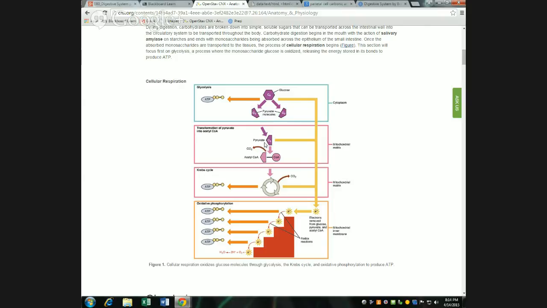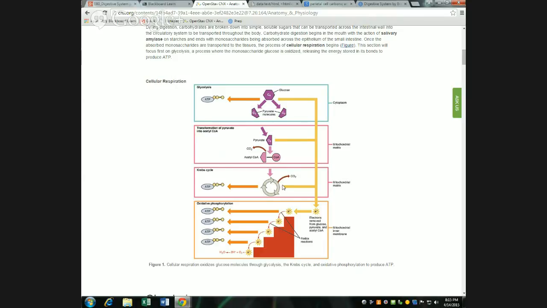pyruvate molecule that goes through this transformation here. In that, eventually all of the carbons from the glucose are given off as carbon dioxide. 2 of them come off for each glucose molecule at this step, and the other 4 come off in the Krebs cycle. Okay. And so we get rid of all of the carbons from glucose.